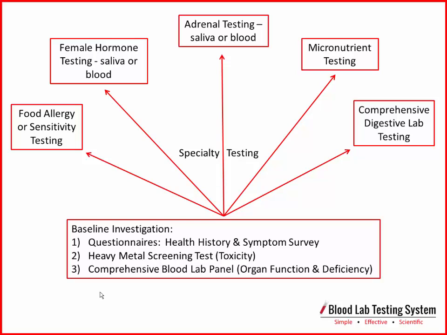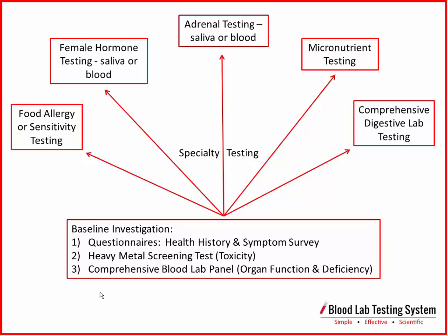The reason why I like this comprehensive blood panel is we're looking at about 70 to 80 items all within a single round of testing, and I have found it gives so much and such valuable information about multiple systems all at one time. It's really a great tool to get a baseline on so many things at one time about what's going on within a person's body chemistry. So again, the baseline investigation is a couple sets of questionnaires, heavy metal screening test, comprehensive blood lab testing panel. So that's what I'm doing on almost everybody when I am first seeing them as a new patient.